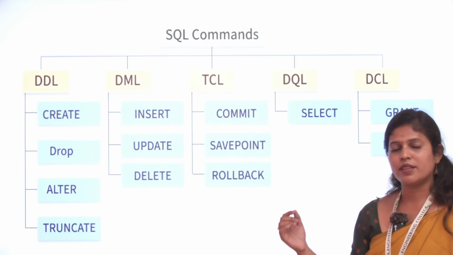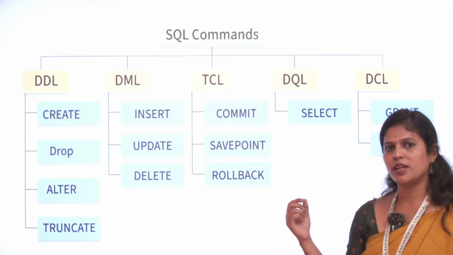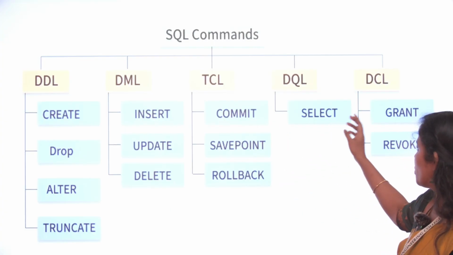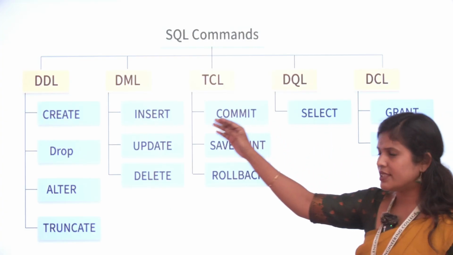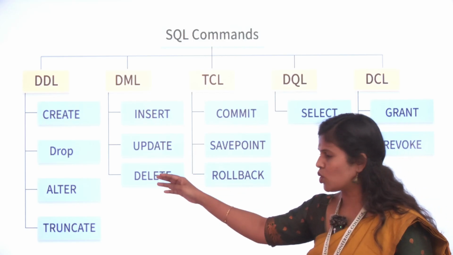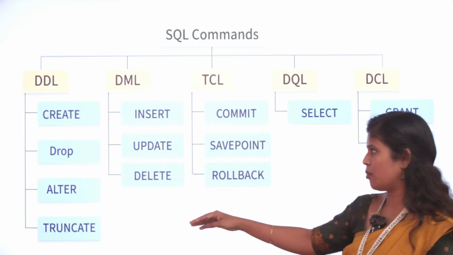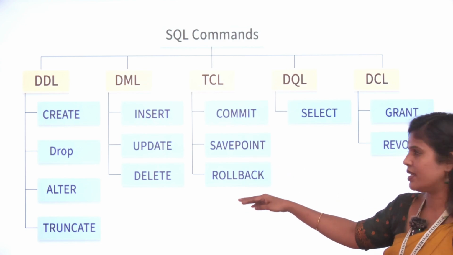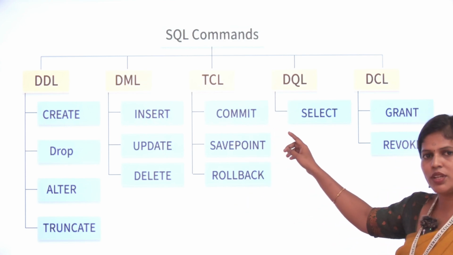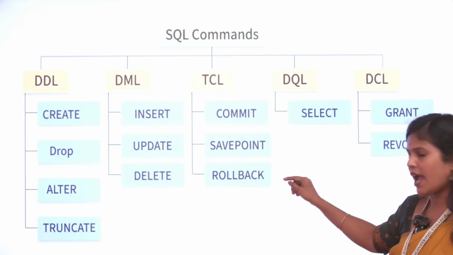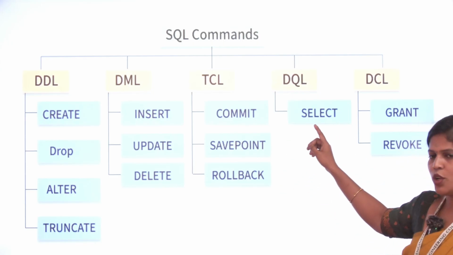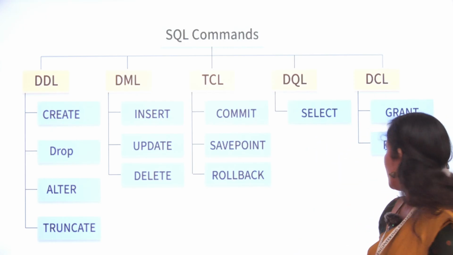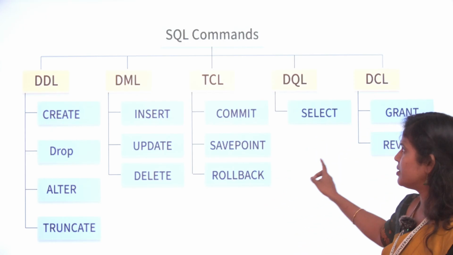SQL commands can be split into DDL, DML, TCL, DQL and DCL. In DDL you have the create, drop, alter and truncate commands, and in DML insert, delete and update are there. In TCL you have commit, savepoint and rollback. In DQL you use the select command, and in DCL you use the grant and revoke commands.